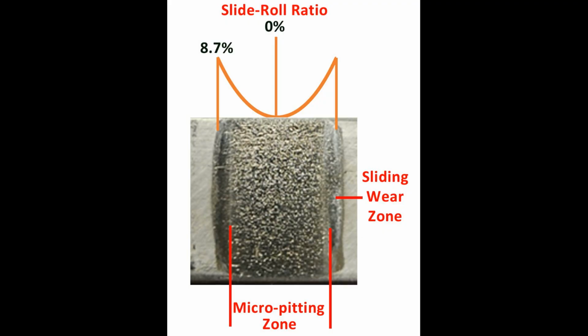At the stroke ends, where the slide roll ratio reaches a maximum, micropitting gives way to plastic deformation and sliding wear.